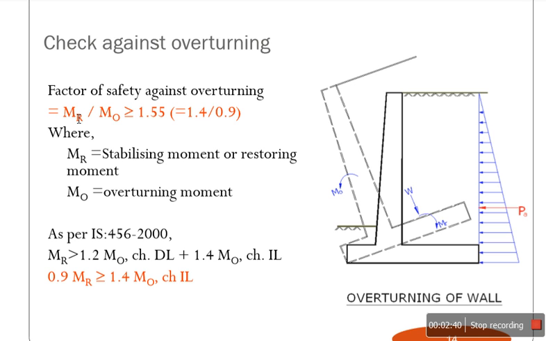We do design our retaining wall based upon the stipulations given in the standard IS 456 code book. It is clearly mentioned, if you are taking dead load and an overturning moment, then when you are doing the analysis, 0.9 times the moment of resistant forces should always be greater than or equal to 1.4 times the moment of overturning forces. This is what's given.